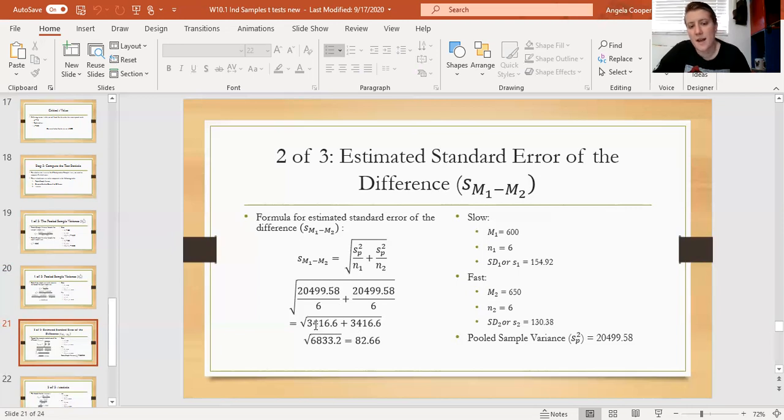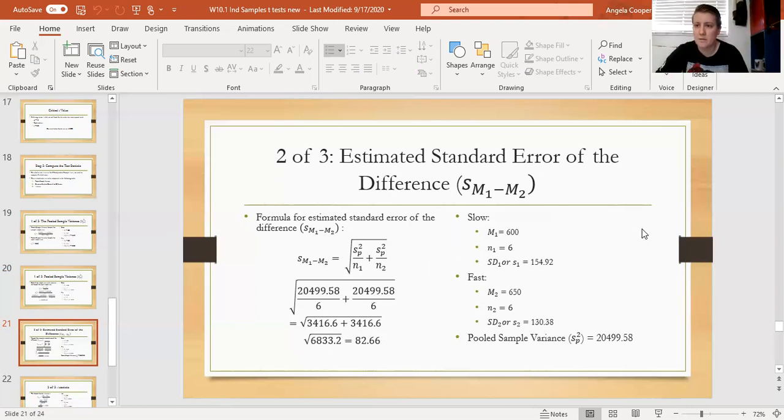So we calculate that: 3,416.6 plus the same thing, 3,416.6. That gives us 6,833.2. Finding the square root of that is going to give us the estimated standard error of the difference to be 82.66. Oh my God. So after all that, the estimated standard error of the difference is 82.66.